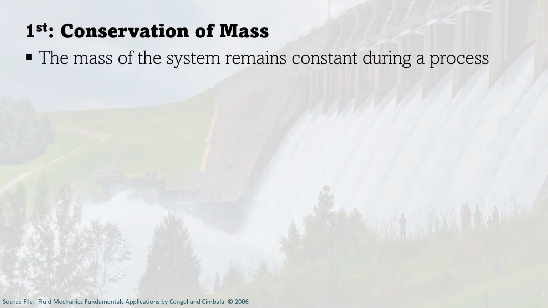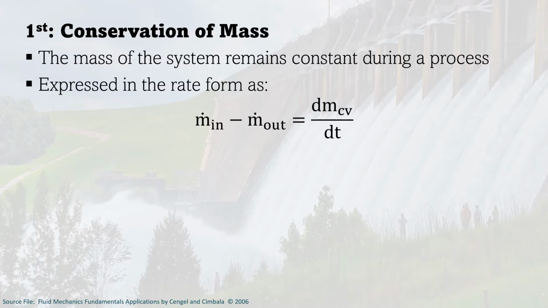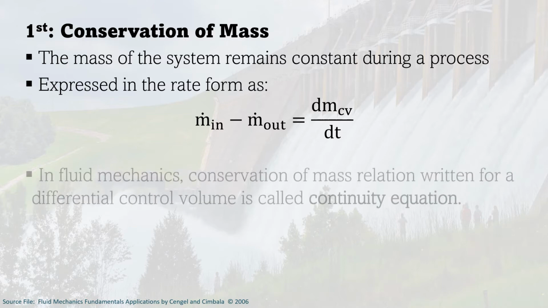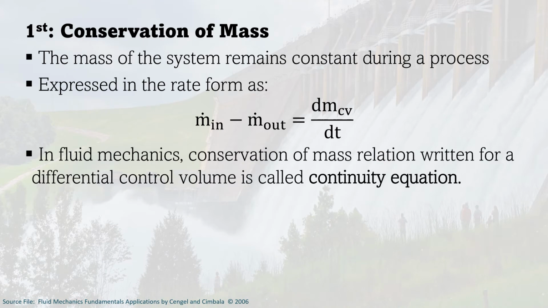In the first conservation law, which is the conservation of mass, the mass of the system remains constant during a process. It is expressed in rate form as the summation of mass in minus mass out is equal to the rate of change of the mass in the control volume. In fluid mechanics, the conservation of mass relation written for a differential control volume is called the continuity equation.